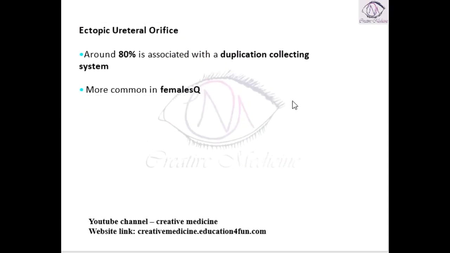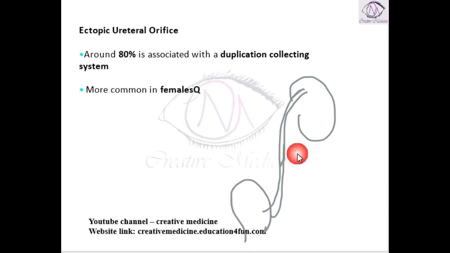In a duplication collecting system or double ureters, the upper pole ureter will mostly get inserted medially and caudally when compared to the lower pole ureter. So this upper pole ureter is said to have an ectopic ureteral orifice, whereas the lower pole ureter gets inserted into the normal ureteric orifice.